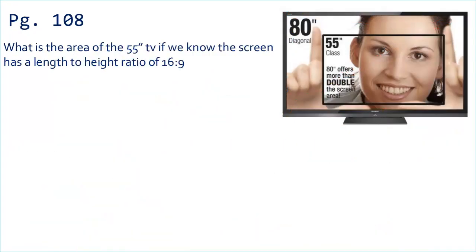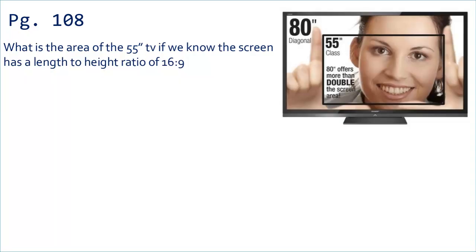All right, let's take a look at the next problem. What is the area of a 55-inch TV if we know the screen has a length to height ratio of 16 to 9? Oh my God. Okay, see if you can do this one on your own. This time it's a 55-inch TV. I'm going to let you try this on your own. Is it the same answer? Not quite, because the other one was an 80-inch screen.